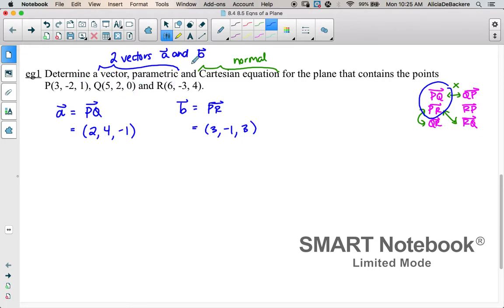I have 3 choices. So again, somebody could choose that R0 is going to be OP. So I'm using O as the origin, going to P. Or somebody else could choose OQ. Or somebody else could choose OR. So lots of different choices here as well. I'm going to choose R0 is equal to OP. And so that's going to be just 3, -2, 1. And I'm okay if you don't want to write this step here. That's fine.